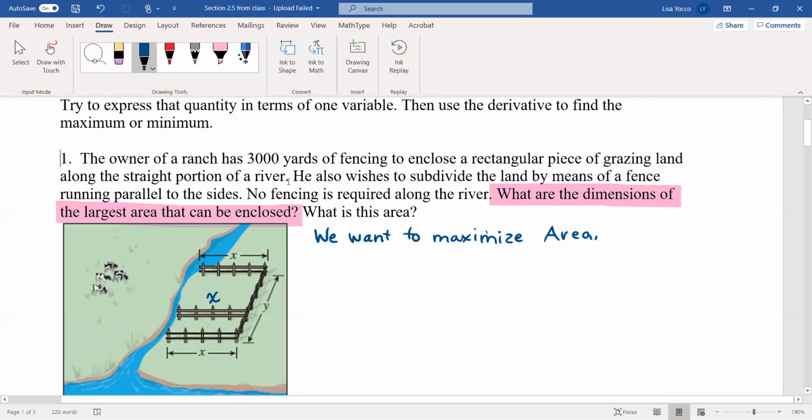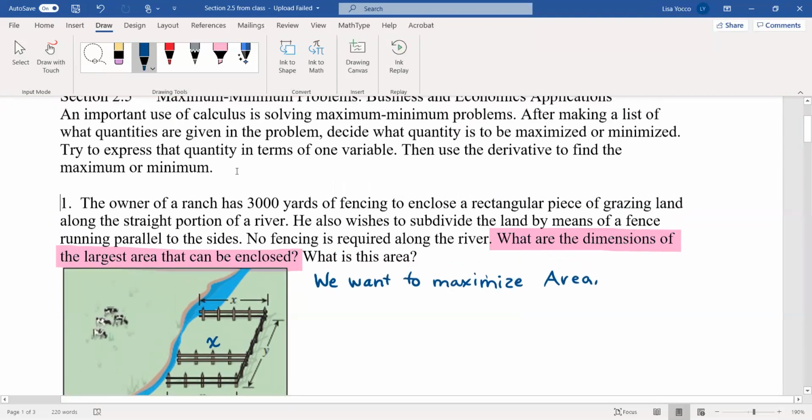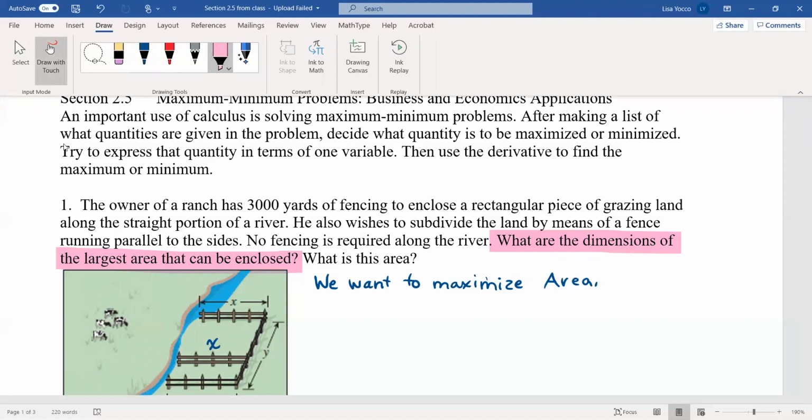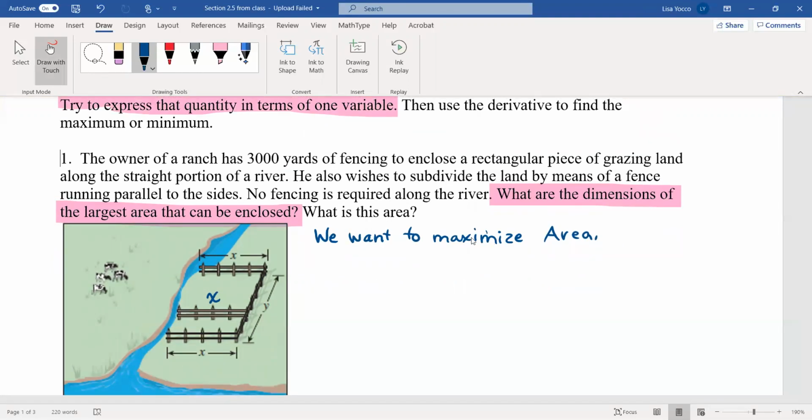All right, I'm sorry. So we want to maximize area. We have two variables, and that's why it says up there to try to express the quantity in terms of one variable, because unless you want to take some multivariable calculus, we need to just have one variable. Okay, so we're dealing with a rectangle here. We want to maximize area. So what's the formula for area of a rectangle? It's the length times the width.